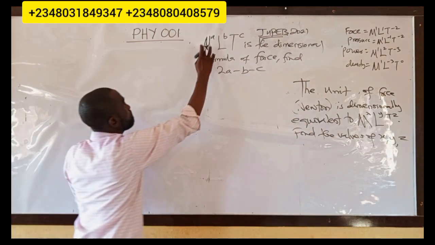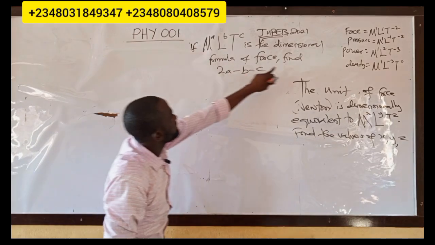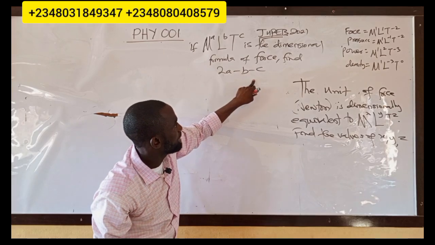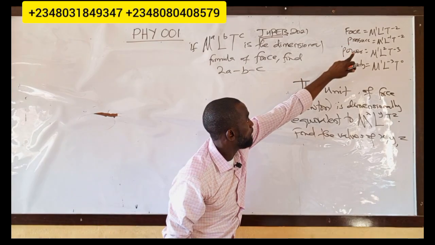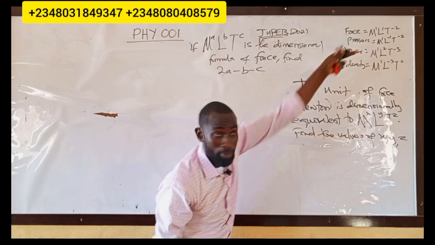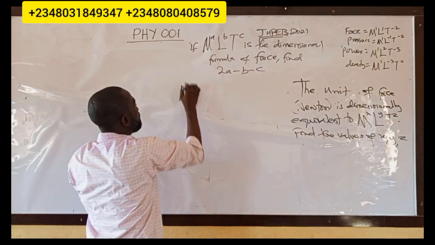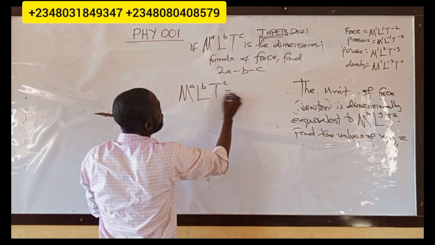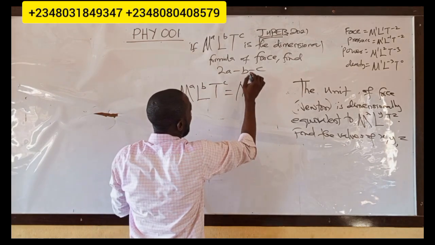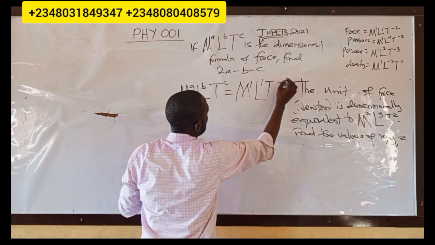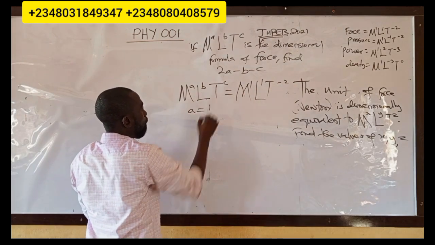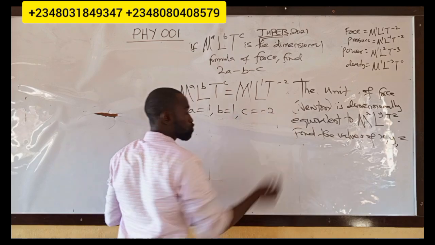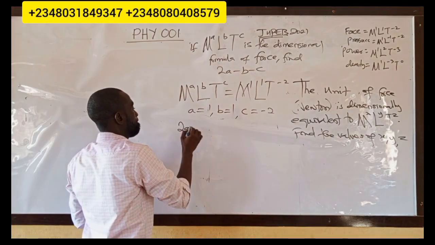If this is the dimensional formula of force, we have to find 2A minus B minus C. And what is the dimension of force? M raised to power 1, S power 1, T raised to power minus 2. So I'll just equate these. M raised to power A, S power B, T raised to power C is equal to the dimension of force, M raised to power 1, S power 1, T raised to power minus 2. So by comparison, our A is 1, our B is 1, our C is minus 2.